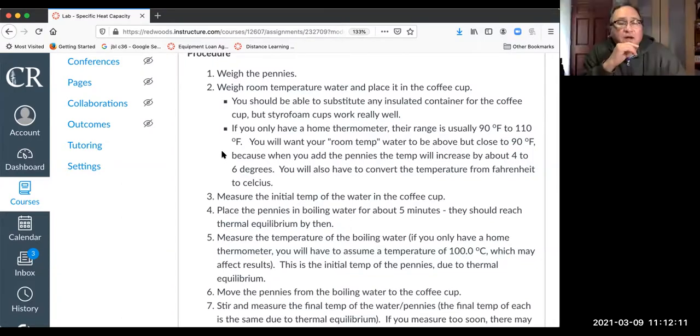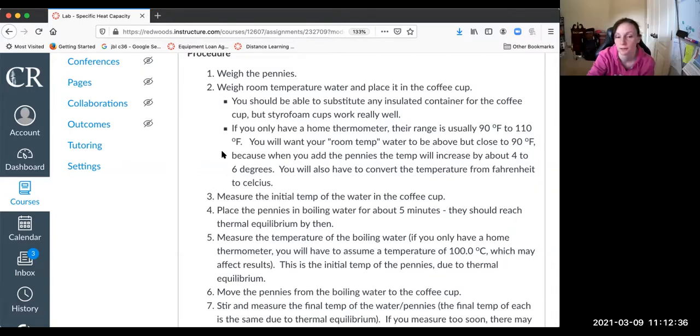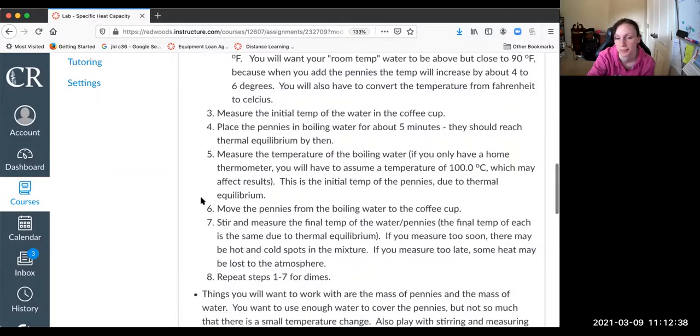And you want to heat the pennies in boiling water for about 5 minutes, put them in the water, and then measure the temperature of the water after like 30 seconds with some swirling. And what you're going to do is you're going to find out how much the water temperature heats up, so you can calculate the heat it gained. That's how much heat the pennies lost, and then you can calculate the specific heat capacity of the pennies. Oh, okay. And you should be able to do the same for the dimes.